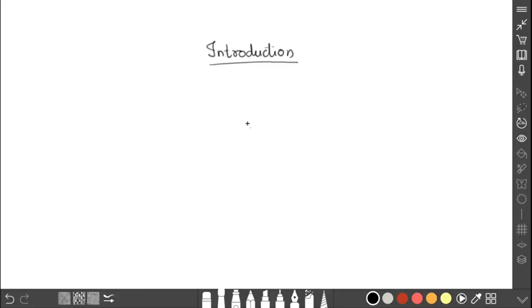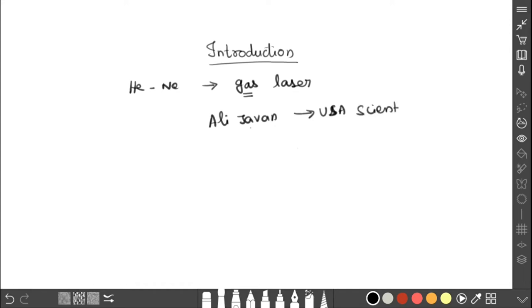Already I mentioned helium and neon are gases, so the helium neon laser is a gas laser. In the ruby laser we discussed a solid state laser, but here the active medium is gas, that is why it is called a gas laser. This laser was discovered by Ali Javan, a USA scientist. He developed the helium neon laser to get a continuous output.